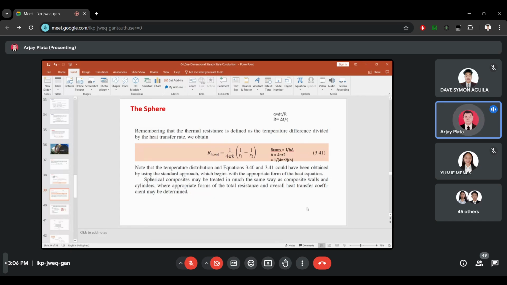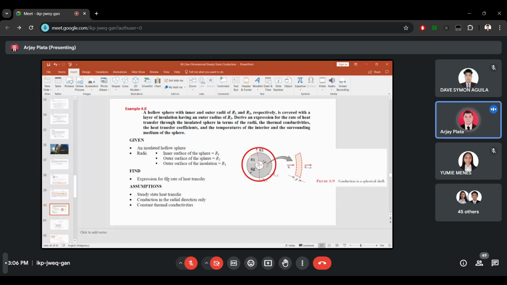So let's have some problems here. A hollow sphere with inner and outer radii of R1 and R2 respectively is covered with a layer of insulation having an outer radius of R3. Derive an expression for the rate of heat transfer through the insulated sphere in terms of the radii, the thermal conductivities, the heat transfer coefficients, and the temperature of the interior and surrounding medium of the sphere.